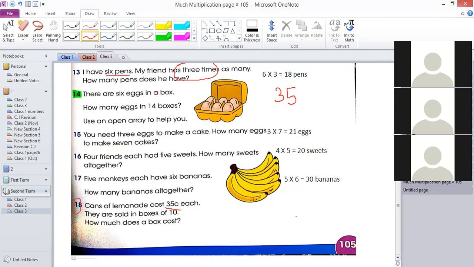How much does a box cost? If there are 10 cans in a box, what will be the cost of that box? This is what you have to find out. Answer me in the chat box, guys. What will be the cost of the box? Muhammad Al Harbi, very good. Again, I repeat, one can costs 35 cents and they are sold in boxes of 10, meaning in one box there are 10 cans. So how much does one box cost? Muhammad Farooq, very good. Adam Khalid, very good. Abdul Rahim Fadi, very good.